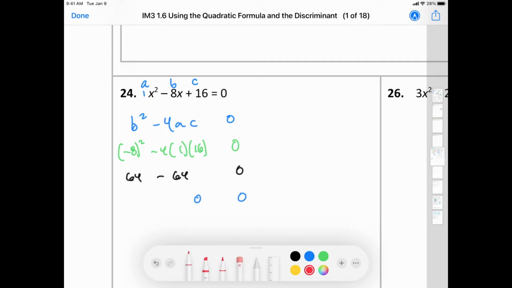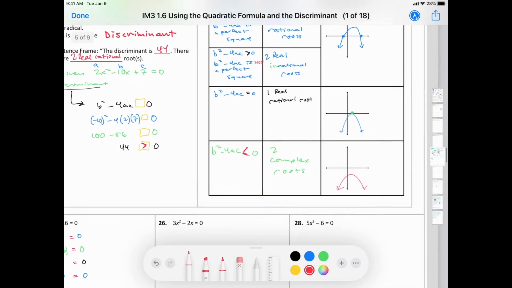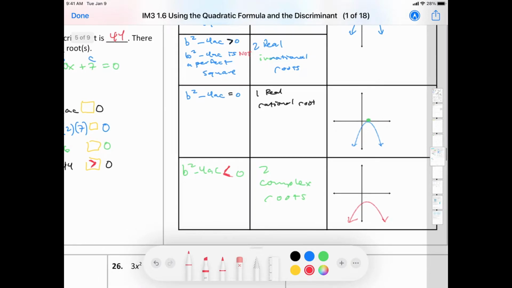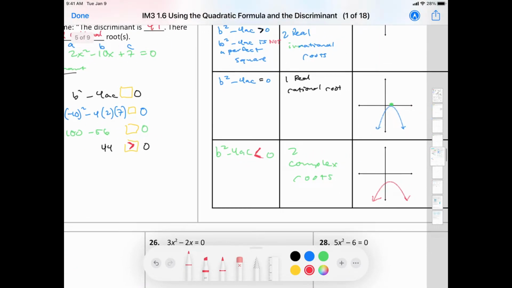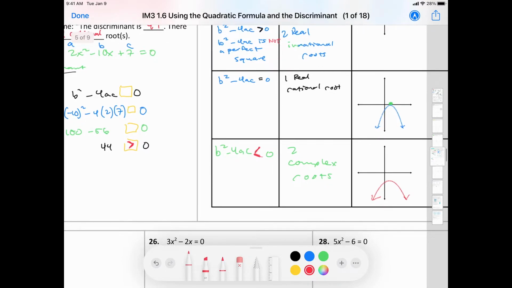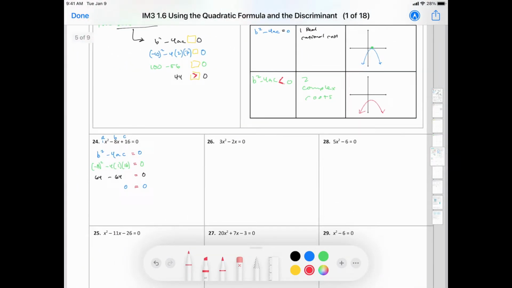Therefore, the inequality I'm putting here is that it's equal to 0. And if it's equal to 0, look at our chart. The discriminant is 0, and we have 1 real rational root. So the discriminant is equal to 0, and we have 1 real rational root.